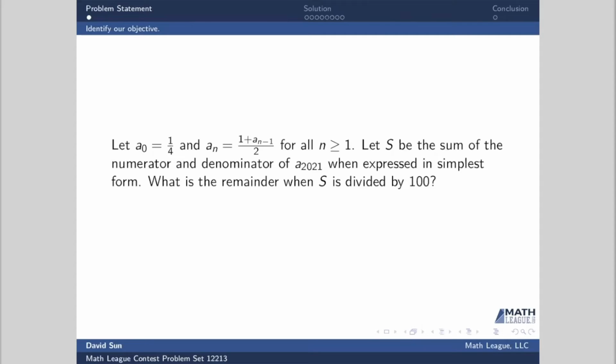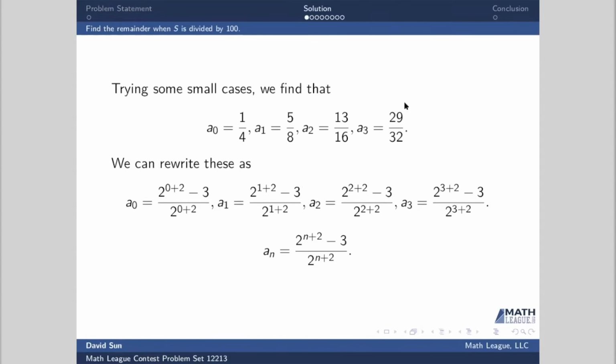So our objective is to find the remainder when S is divided by 100. To do this, we might try some small cases like a sub 1, a sub 2, a sub 3. And we might find that we can rewrite these as a power of 2 minus 3 over that same power of 2. So we might think that a sub n is equal to 2 to the power n plus 2 minus 3 over 2 to the power n plus 2.